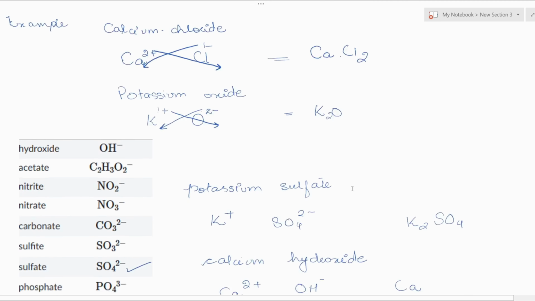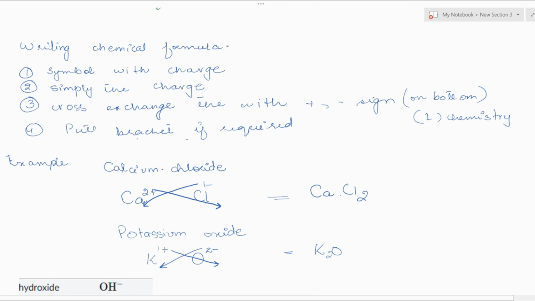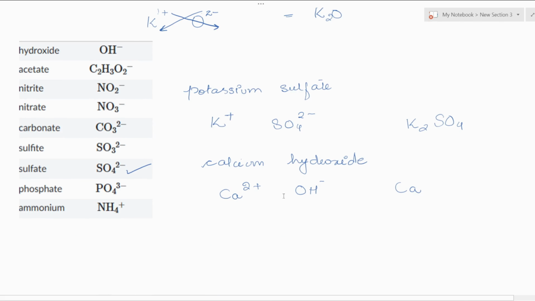Now here I have written, put bracket if required, right? So here, because we have two elements, O and H, we need to write this in bracket because 2 is with both. So we will write it as Ca(OH)₂. When we say the formula, we would say it like this: CaOH twice. Done?